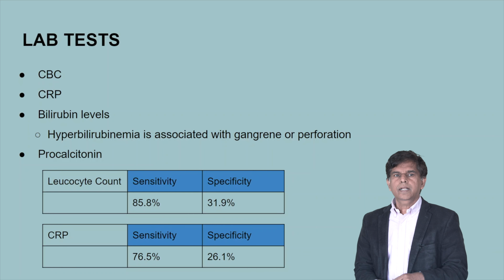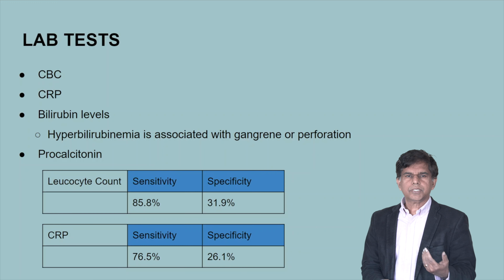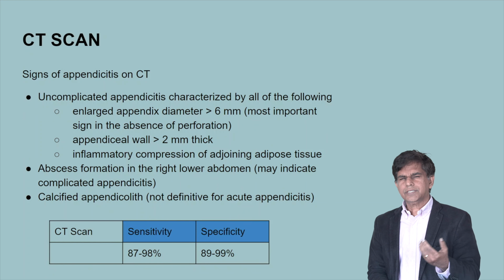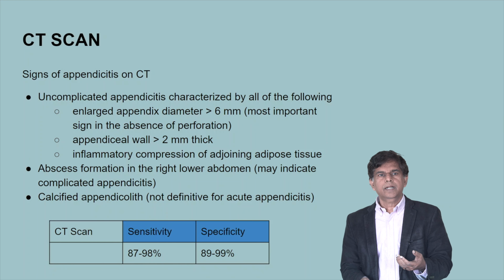Now, CT scan. If you look at the sensitivity and specificity, it's pretty high, around 98% to 99%. Very good test. Okay, ultrasound you can also do. Sensitivity is a little bit lower, but specificity is almost 87%.